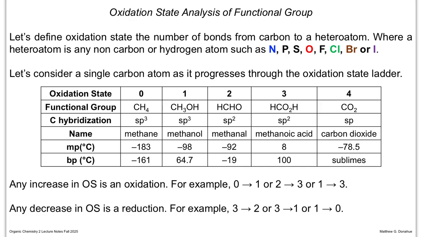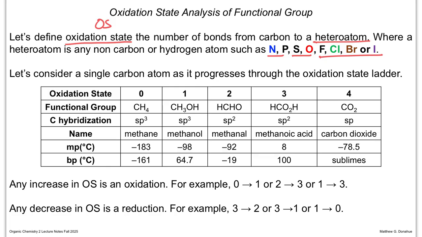So we're defining oxidation state, and I'll refer to that as just OS, as the number of bonds from carbon to a heteroatom. And so that's anything other than C or H. And for our class here, we're concerned with the groups that come after carbon. So nitrogen, phosphorus, oxygen, sulfur, and then the halogens. So for this module, we're going to look at creating alcohols, ethers, and amines.